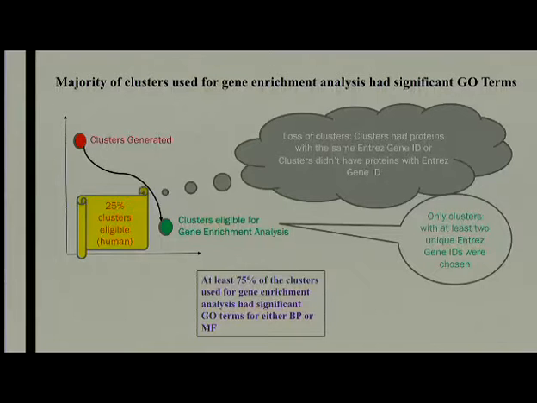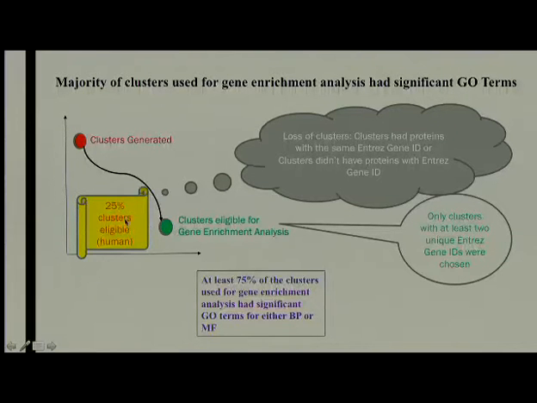However, we did notice that a lot of clusters had proteins with the same gene ID, or also that some clusters didn't have proteins with a gene ID. So because of that, we had to implement an in-house rule where only clusters with at least two unique gene IDs were actually eligible for a gene enrichment analysis. And by doing so, what we found was that only a smaller proportion of all the clusters that were generated were actually eligible for gene enrichment analysis.